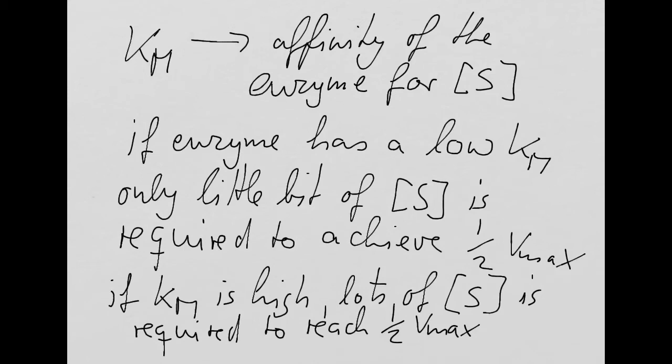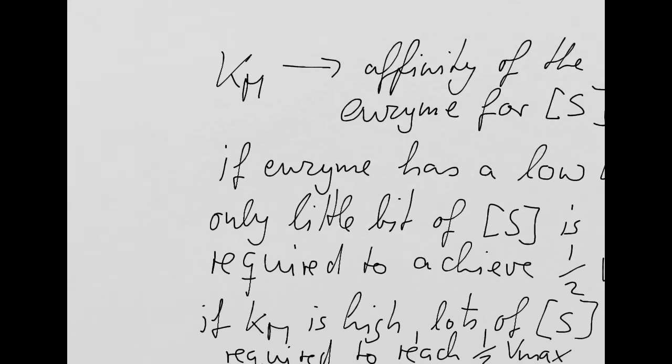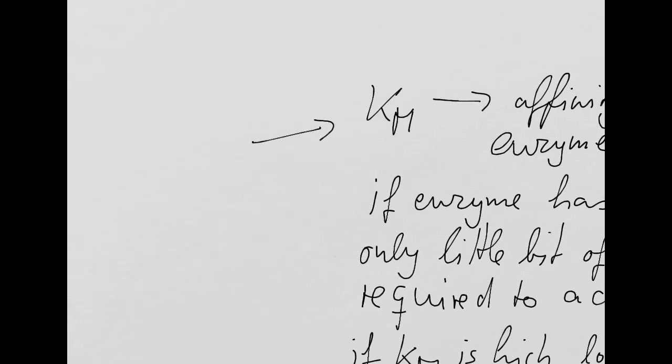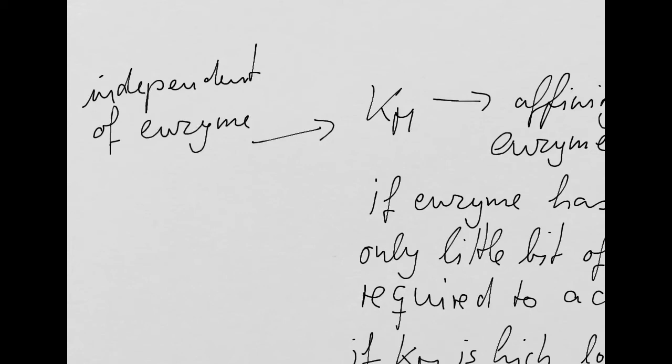And very importantly, Km is completely independent of the enzyme concentration. Independent of enzyme concentration. Enzyme concentration does not come into Km. Km, in fact, is just an accumulation of rate constants.